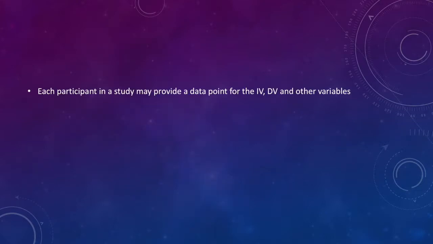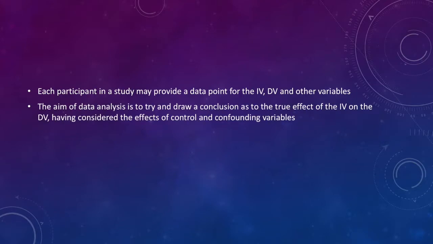We can take measurements of both the independent variable and the dependent variable, and each of these will give us a data point for each participant. And moreover, we can have a number of independent variables or dependent variables in the course of a study. We then have to analyze the data output to draw conclusions about the true effect of the independent variable on the dependent variable, while factoring in other variables. And this is the basis of hypothesis testing, which we'll come to in a later video.